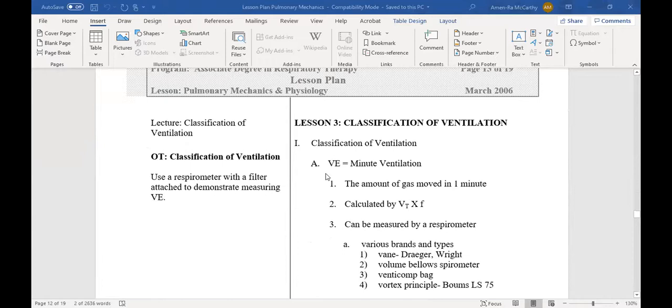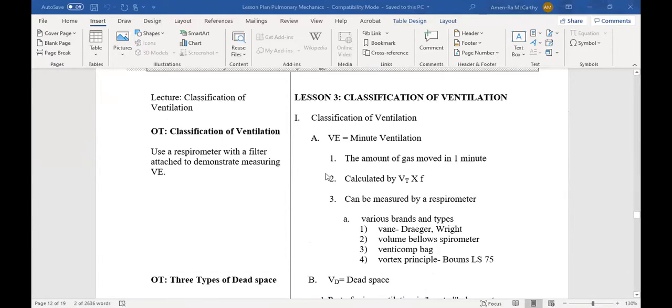Now we have to get into classifying this ventilation. This is where it starts to get a little arduous. This is where the math comes in, but it ain't a lot. It's just, if you don't know the formulas, you can't do it. You gotta know the formula. You gotta know what goes where.